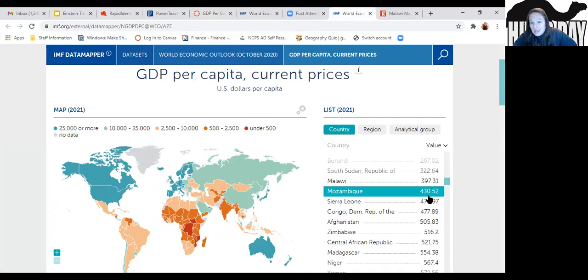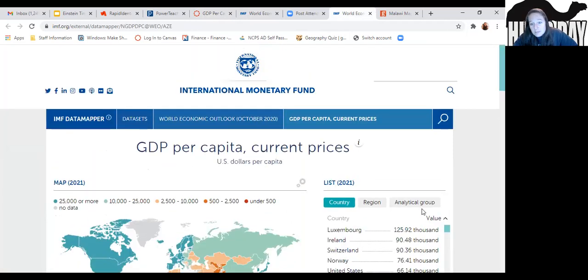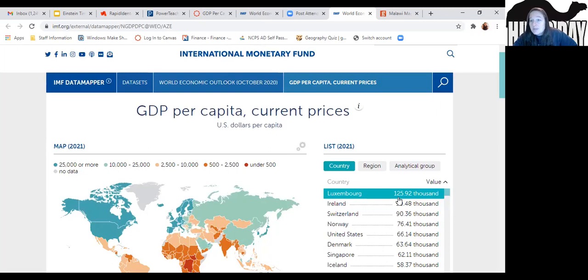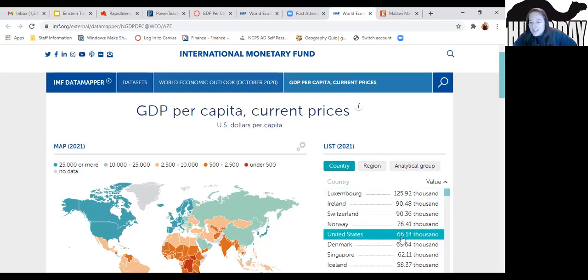Like Mozambique, each person in Mozambique makes $430 a year. That's pitiful. Very poor. Whereas if you've got a country like Luxembourg, each person is making $125,000 a year. And you see the United States is up there, so we're doing okay based on our population and the size of our country.